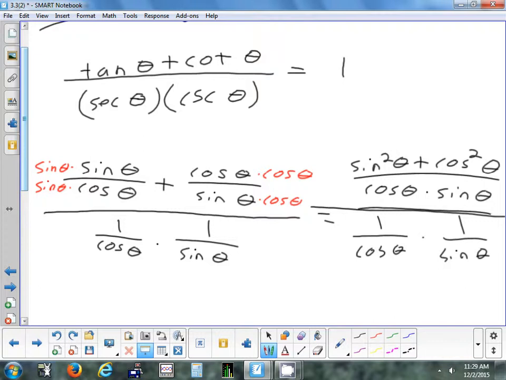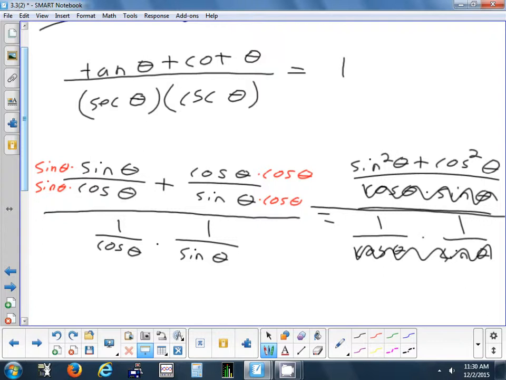Okay, so now look at your denominator in the top fraction. What is your denominator in the top? Cosine times sine. What's your denominator in the bottom? You can cancel that from the bottom too. These just canceled out because they're the same denominator.